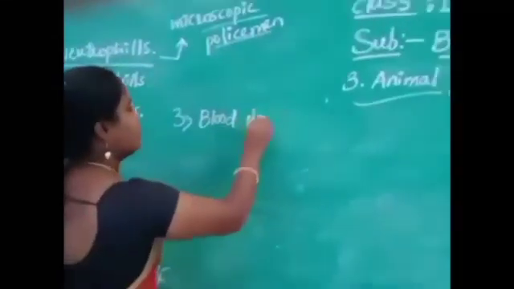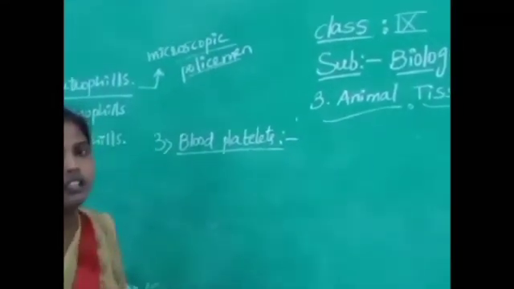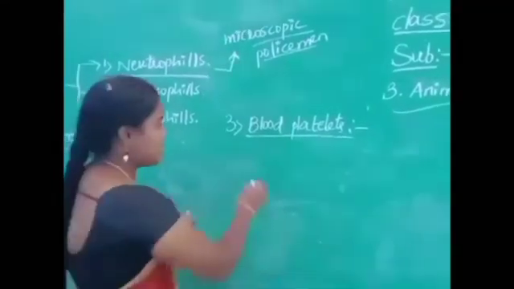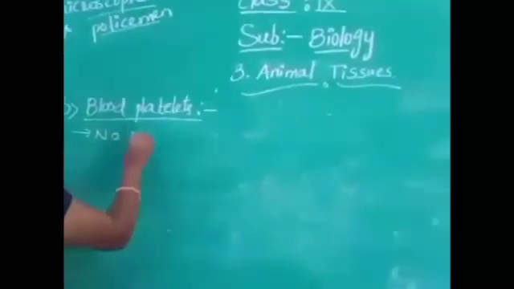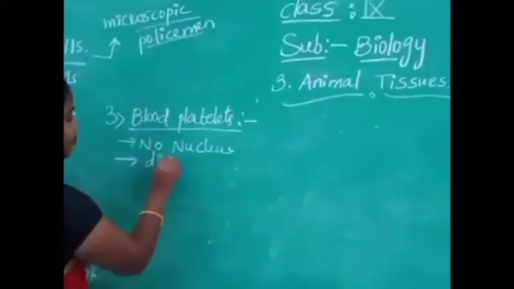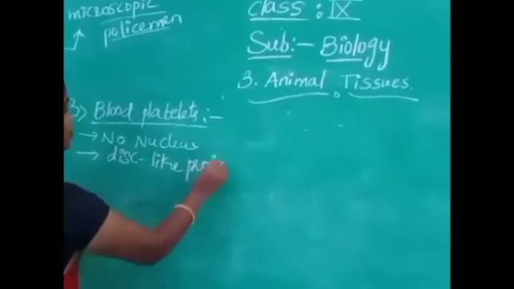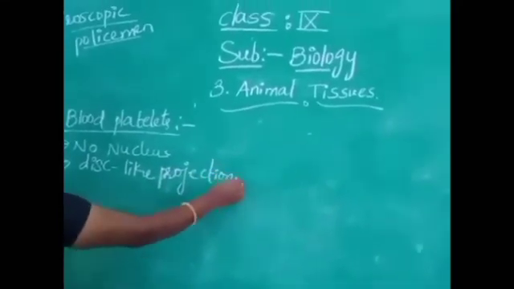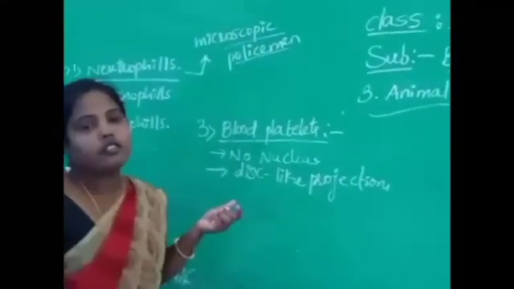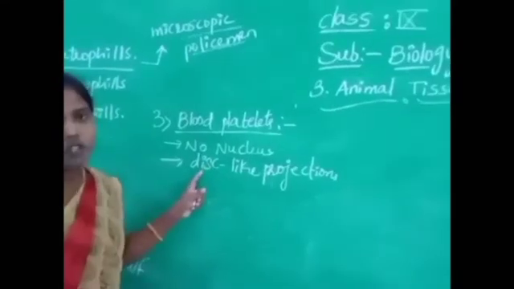Next, third one is what? Blood platelets. The blood platelets are another type of blood cells which contain no nucleus. Okay, so these are disc-like projections. Platelets are a special group of blood cells. They contain no nucleus. They are disc-like projections.